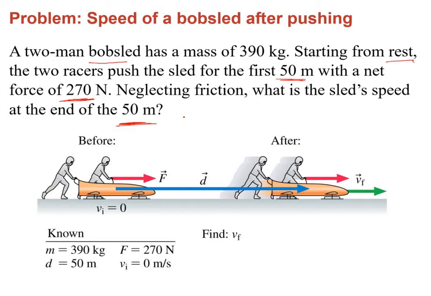So you have to use the work kinetic energy theorem to find the speed of the sled after it has moved a distance of 50 meters with this force being applied. The quantities that are given are the mass, the force that's being applied, the distance, and that the initial velocity is zero.